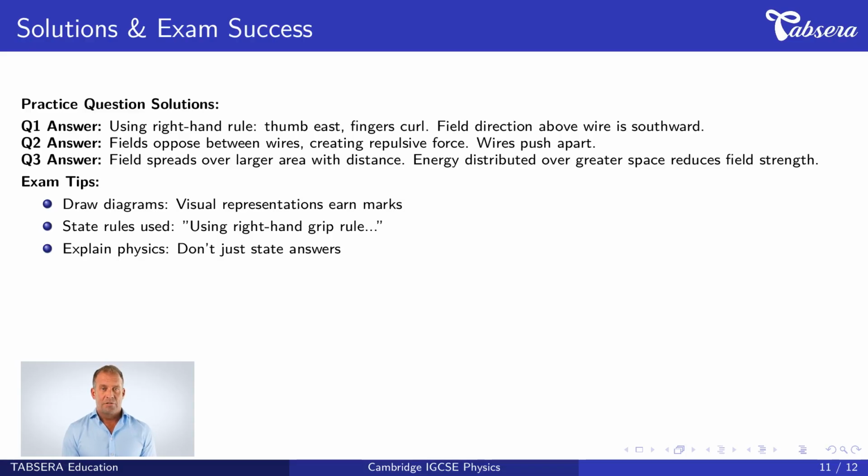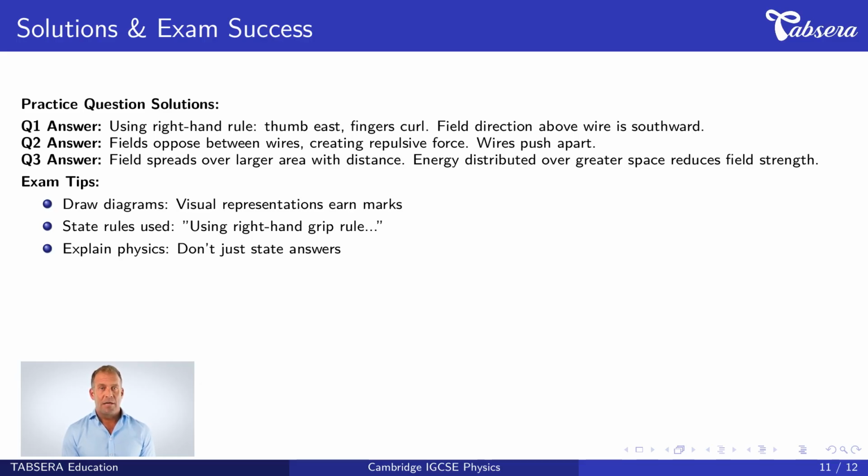Let's review the solutions. For question 1, using the right-hand grip rule, point your thumb eastward following current direction, and curl your fingers around the wire. Above the wire, fingers point southward, so the field direction is south. For question 2, when currents flow in opposite directions, the magnetic fields oppose between the wires. This creates a repulsive magnetic force causing the wires to push apart. The field lines are compressed between wires, creating higher field energy that pushes wires apart.